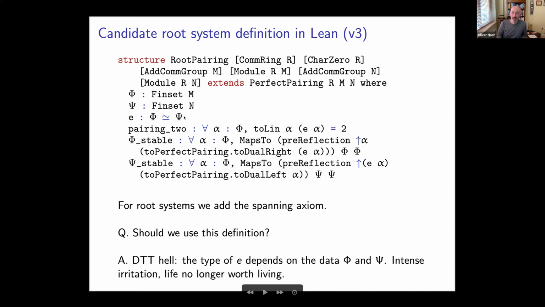But I still decided I didn't like that, partly because the junk value pattern is useful, but as a last resort. And I had other resorts. And secondly, because I really wanted to make this definition as symmetric between roots and co-roots as possible. And there's an asymmetry. There's just one asymmetry in this definition still, which is that E has a concept of a forward direction. It goes from phi to psi. Now, the inverse exists, and that's part of the data. But still, there is a concept of the forward direction here. And that's an asymmetry.